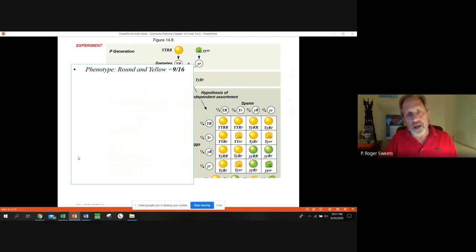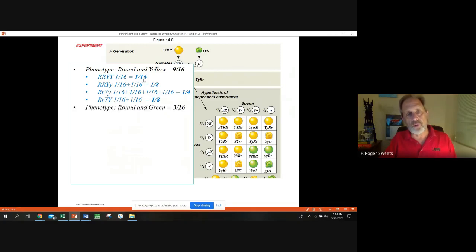The phenotype, round and yellow, well, we can count them, 9/16. You can count them right here if we just go through that. But how'd that come about? It came about from these different combinations of genotypes. I won't go through listing them all, but you can go through this yourself, and you should go through it yourself to check out how this actually happens. And if we add together 1/16 plus 1/8 plus 1/4 plus 1/8, we get 9/16. 1, 2, 3, 4, 5, 6, 7, 8, 9. There are 4 different cases, notice, of the heterozygote right here.